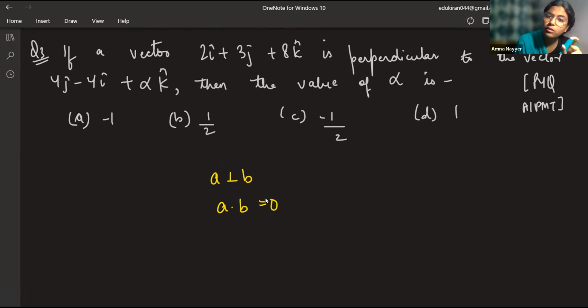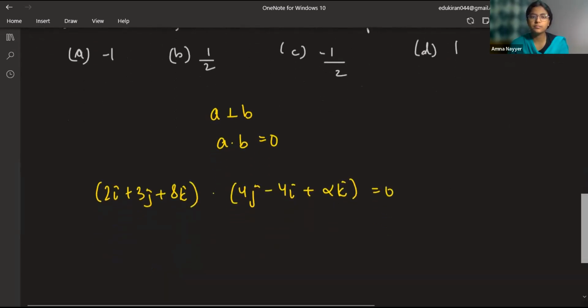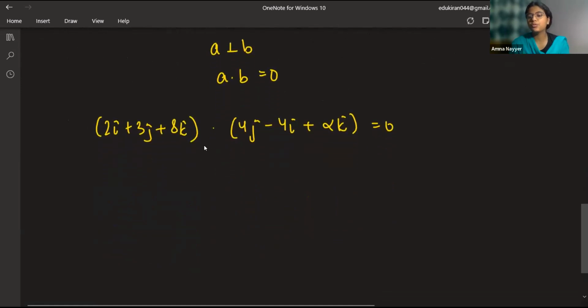All right. So here also we'll use this only because if they are perpendicular, A dot B is 0. That's what we have just seen when we were recapping it. So right now also, 2i cap plus 3j cap plus 8k cap dot 4j cap minus 4i cap plus alpha k cap, their dot product will be equal to 0. Now see each quantity with each quantity. This is what is written now.